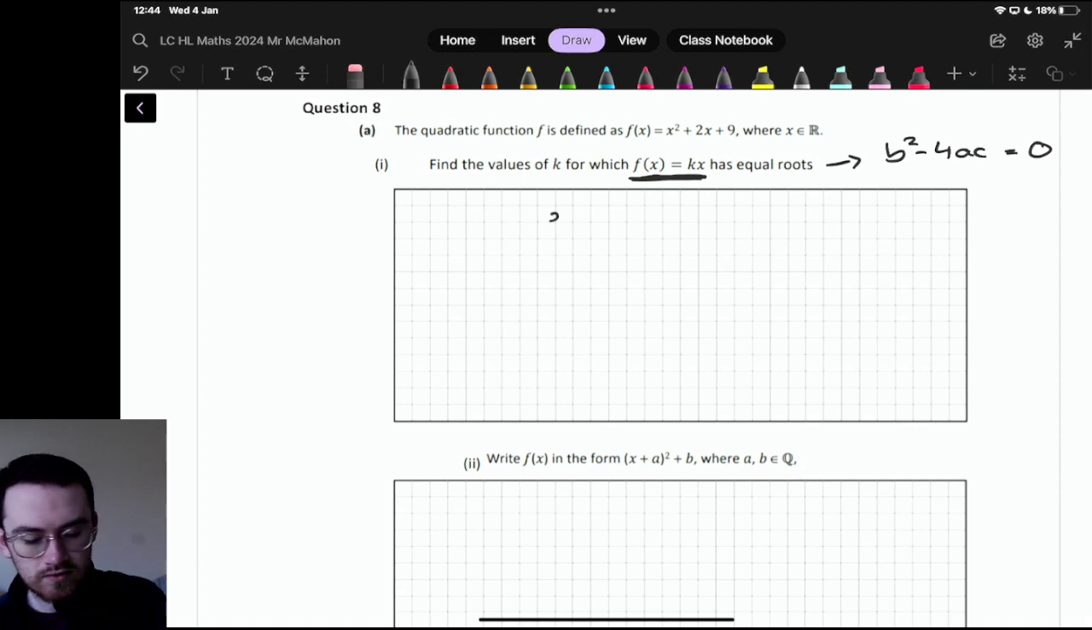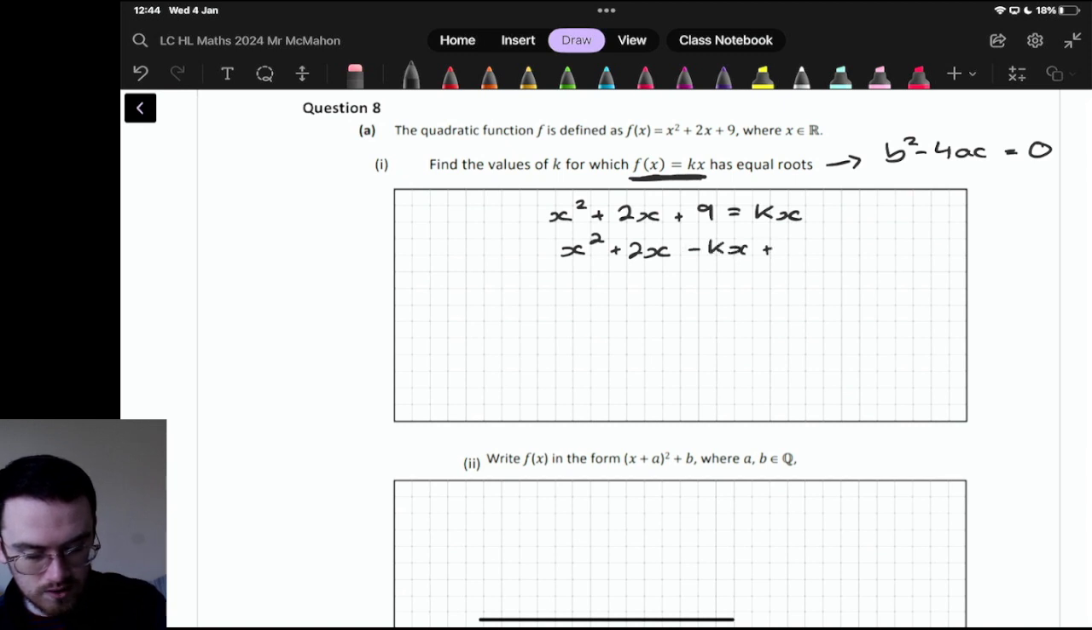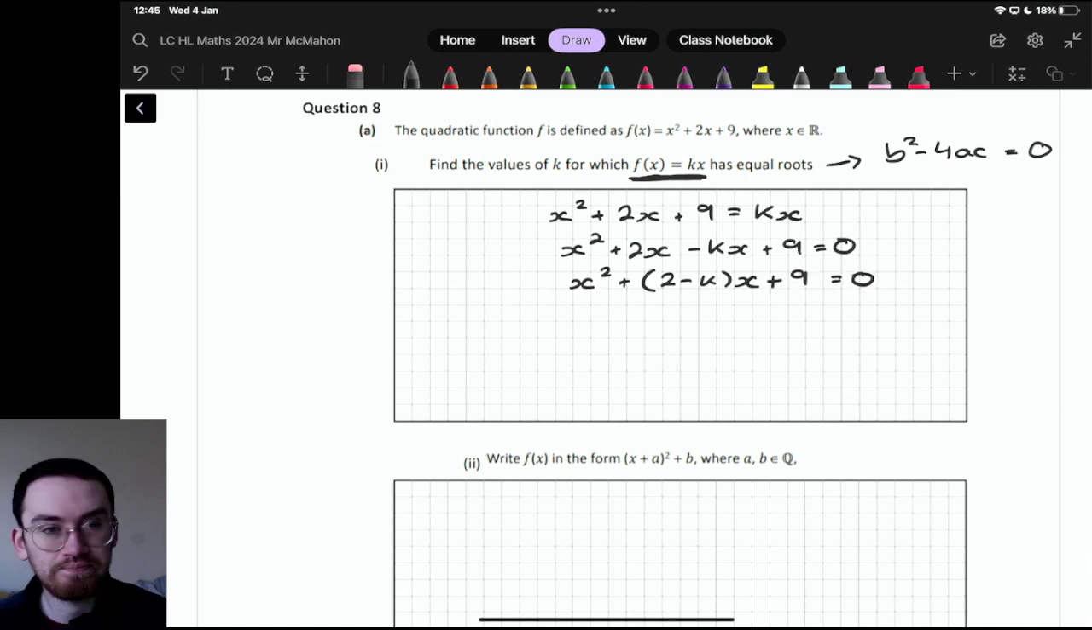So let's start off by rewriting this function equal to kx. We'll just move everything over to the one side, so it's plus 2x, so plus 2x minus kx plus 9 is equal to 0. And we'll just try and maybe bring that together just to make it really easy for ourselves.